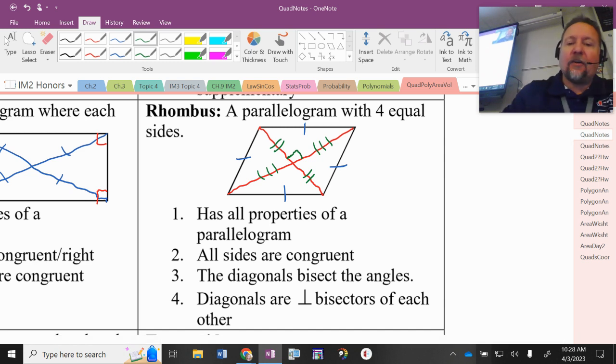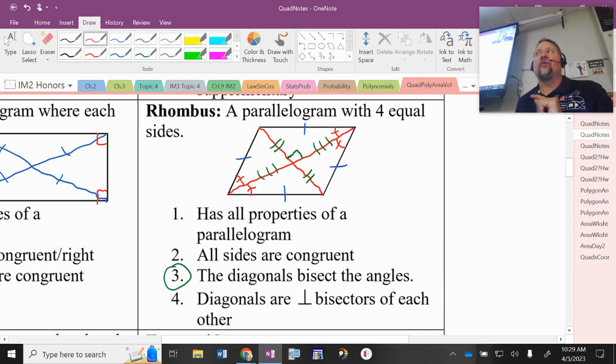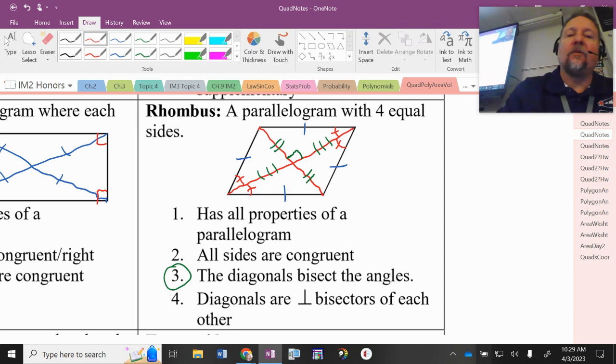Opposite angles are congruent, so these diagonals also bisect these angles. So 1, 1, 1, 1 mark. All 4 of those little angles are equal to each other. A, because opposite angles are equal. B, the diagonals in a rhombus bisect those angles. So now I can mark all 4 of those as equal, and then all 4 of these as equal.